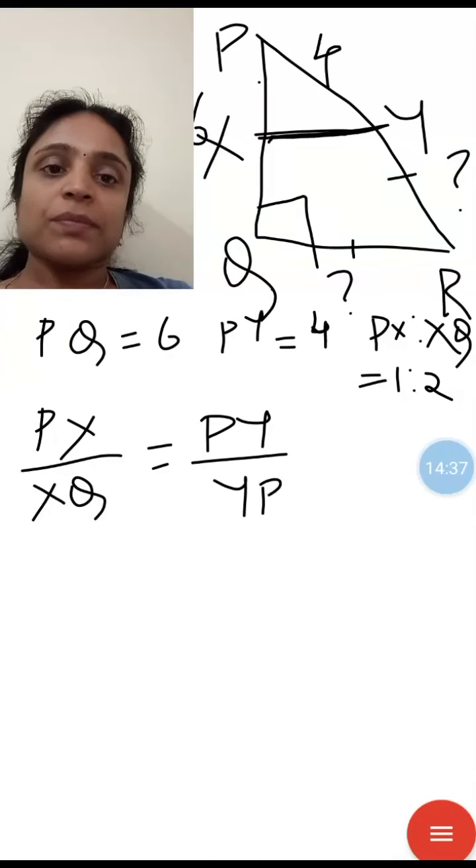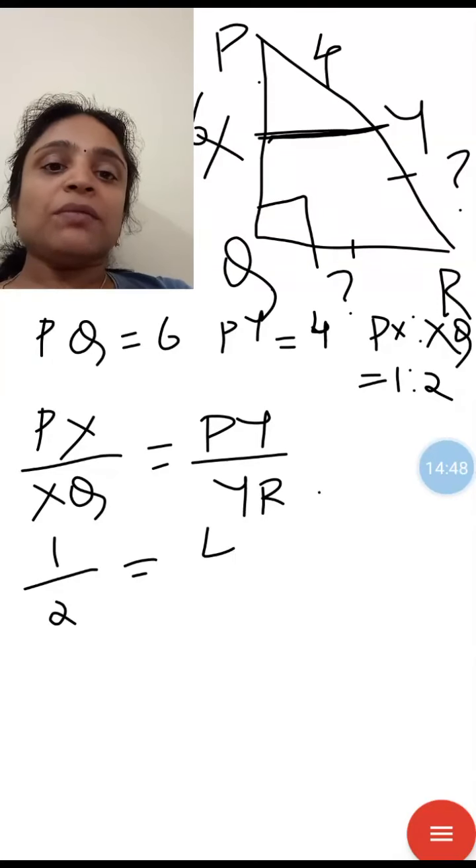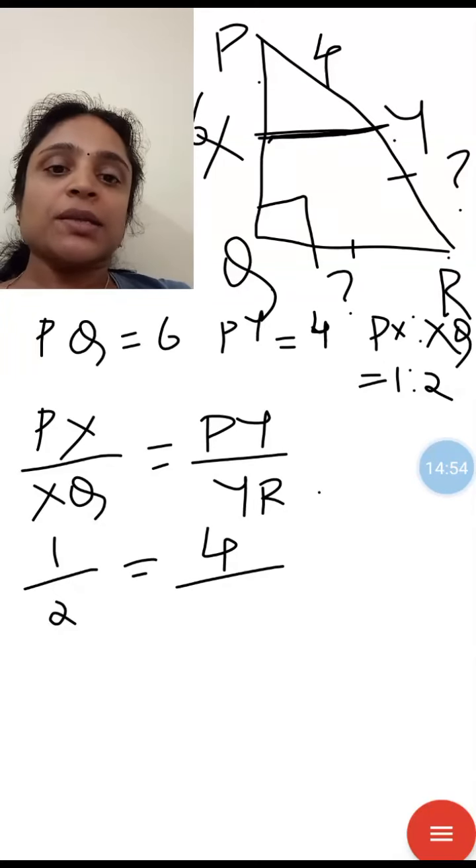And we know that PX by XQ equal to 1 by 2. Given PX is to XQ equal to 1 by 2. So 1 by 2 equal to PY by YR, where PY is 4. YR is PR minus PY. PR minus PY is 4.